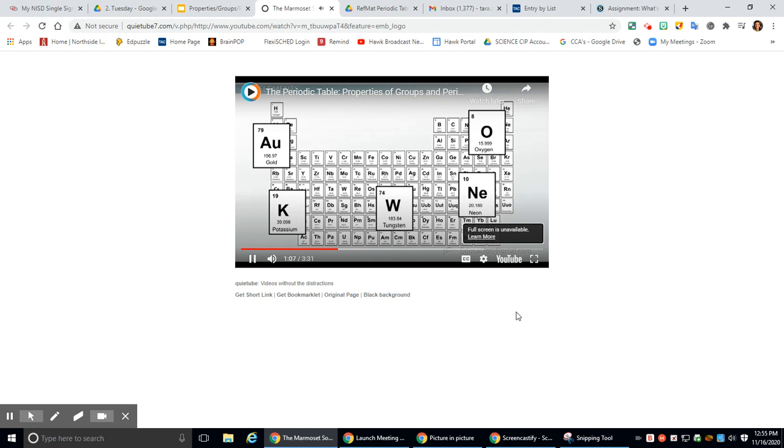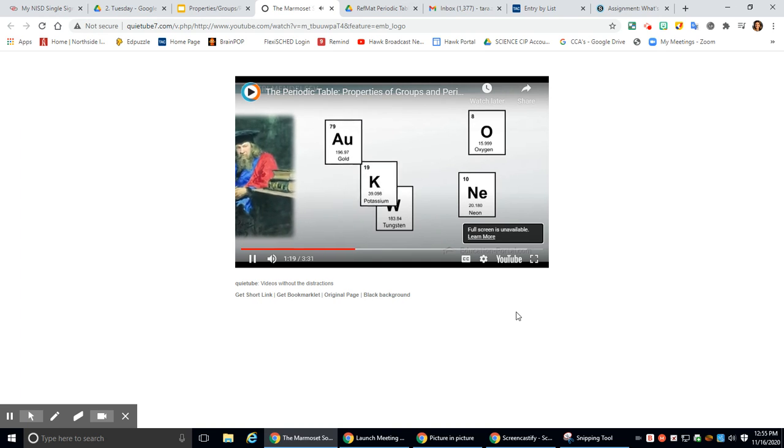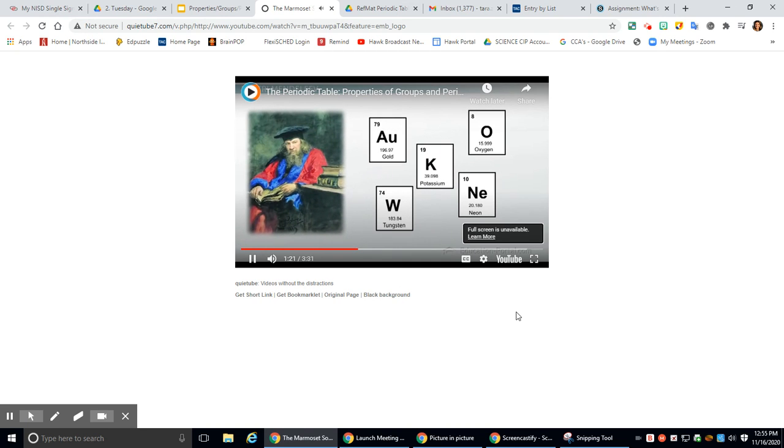Each different element has atoms with a different and unique number of protons. This is called the atomic number. Because there are so many elements, there needs to be a system of organizing them. This is where a Russian chemist by the name of Dmitry Mendeleev comes in.